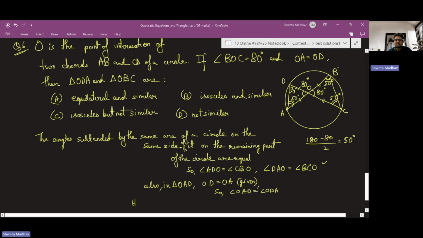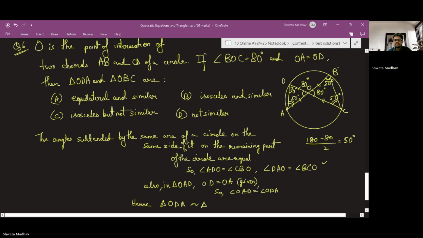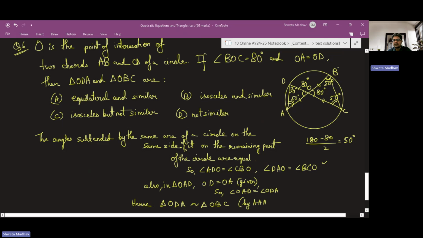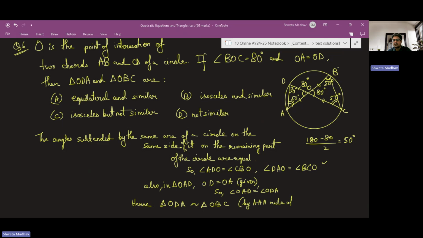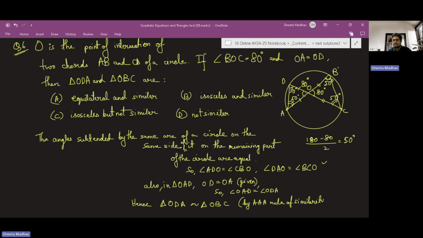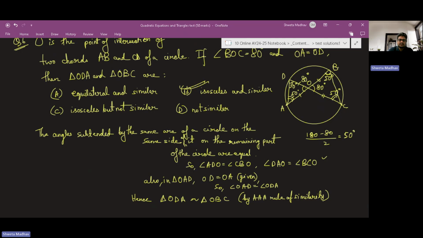So hence triangle ODA is similar to triangle OBC by the AAA rule of similarity, since all three angles are the same, and they are isosceles also since two sides are equal. So both are isosceles and similar. Option B is the correct answer.